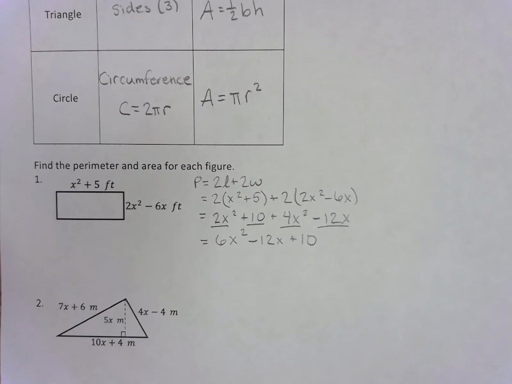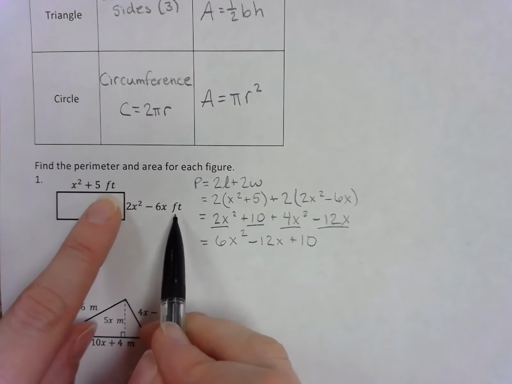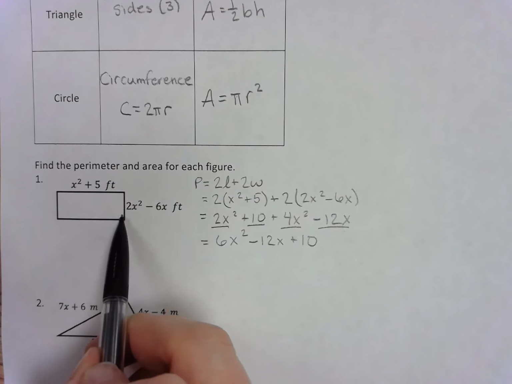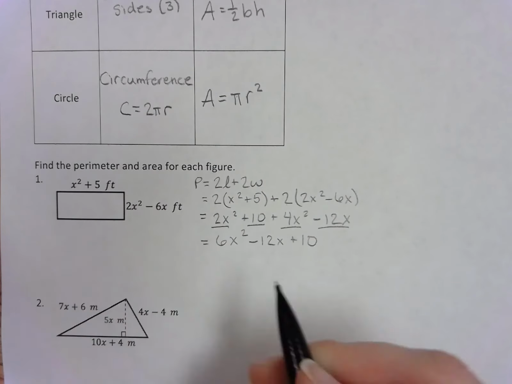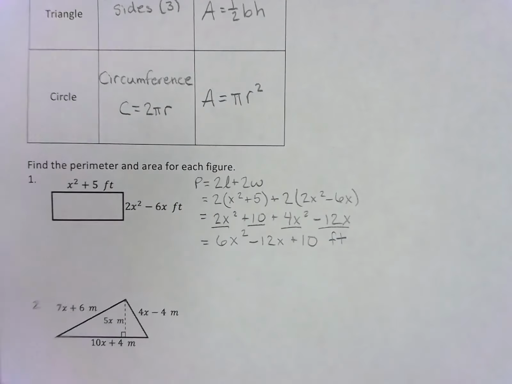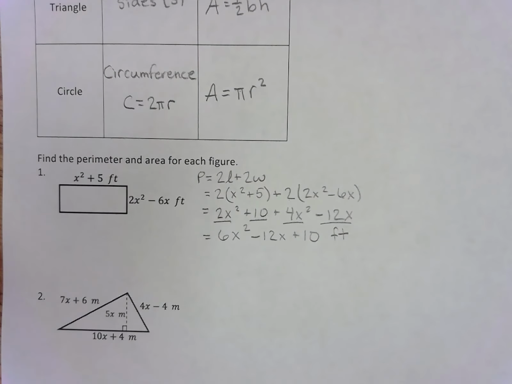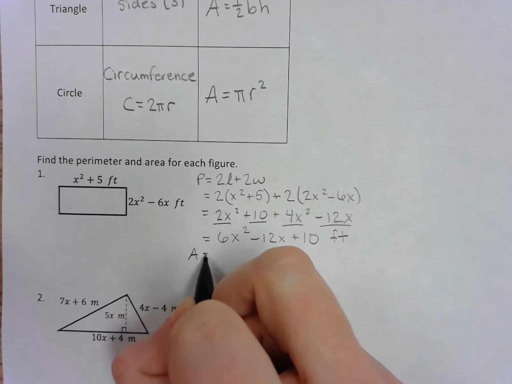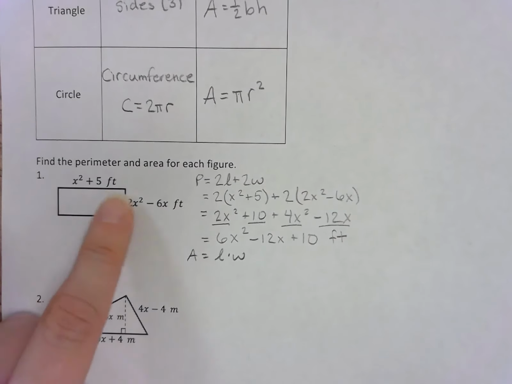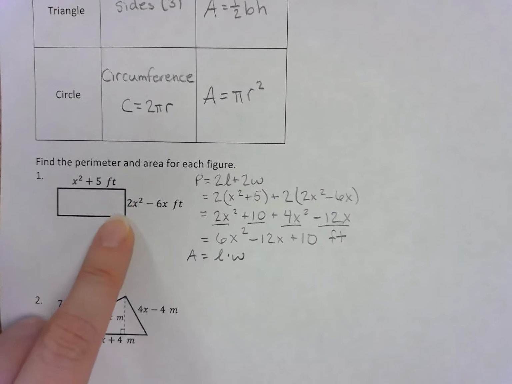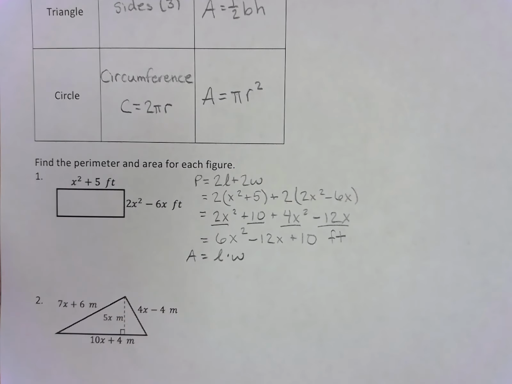Be sure to include your units. Here we're in the dimensions of feet. And if you're measuring the perimeter, the outside edge of this rectangle, you would just measure it in units of feet. So now let's find the area. So area of this figure is going to be length times width. So again, letting the long side be my length, the other side being my width. Again, it really doesn't matter.